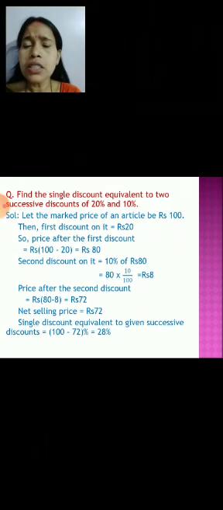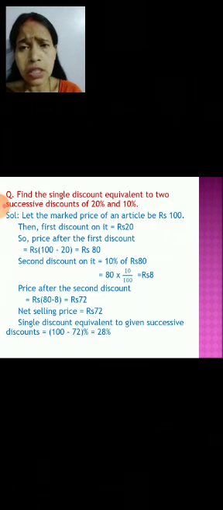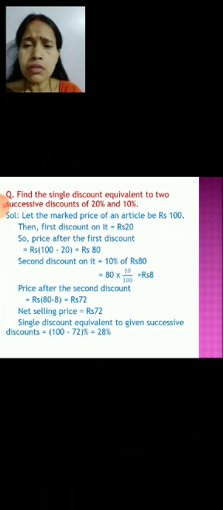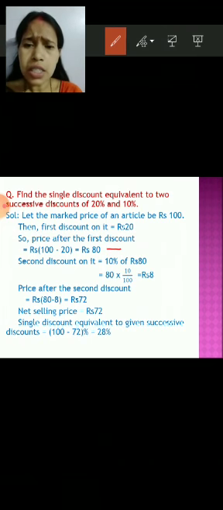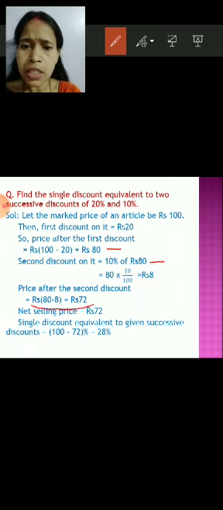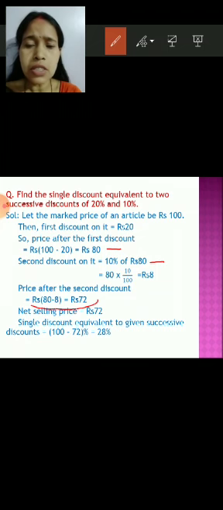So first of all, let the marked price of an article be 100 rupees because we don't know the price. The first discount on it is 20%, so it will be 20. So the price after the first discount is 80 rupees. Now the second discount on it, 10% of 80 rupees, will give you rupees 8. Subtract it from 80, you will get 72. So net selling price is 72, meaning the single discount equivalent to the given successive discounts is 100 minus 72, that will give you 28%.